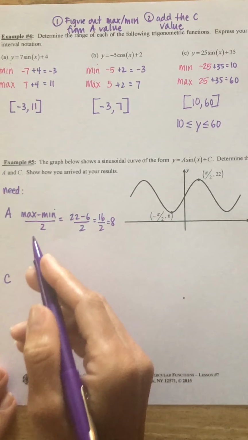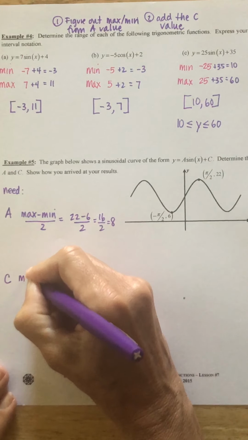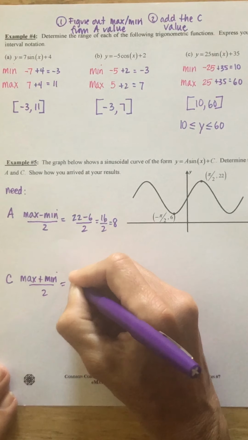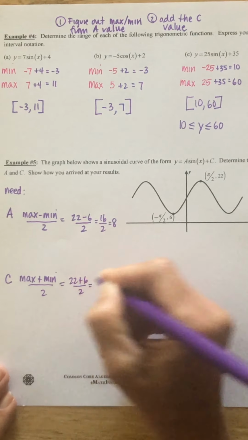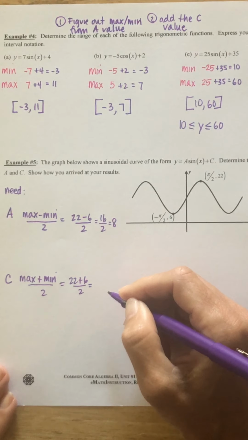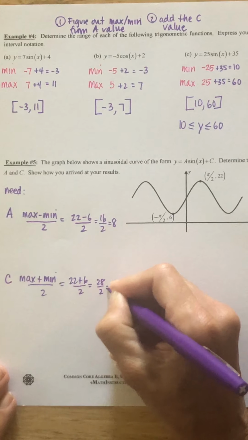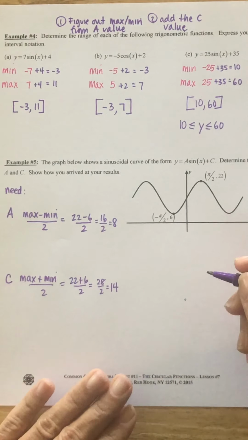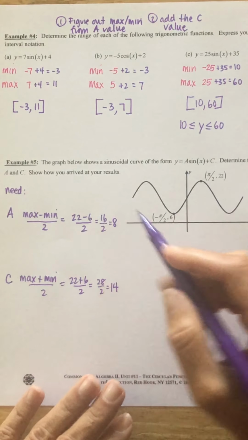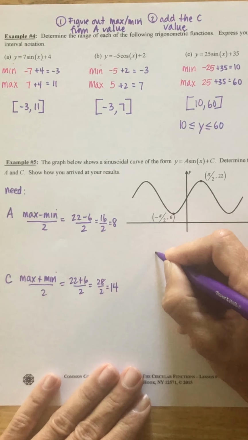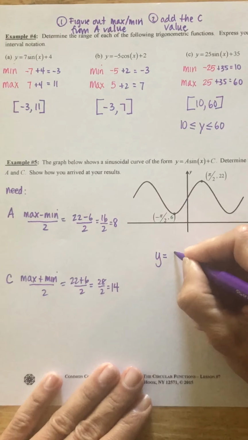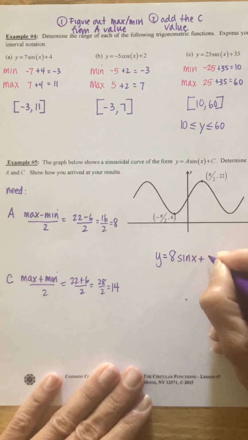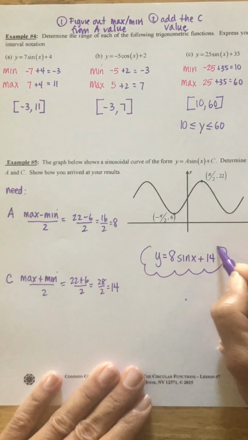All right, your C value, same formula, except instead of subtracting, you're going to add. So max plus the min over 2. 22 plus 6 over 2, that's 28 over 2. 28 over 2 is 14. All right, so now we have our A value, we have our C value, our equation. They actually just asked for the values of A and C, but we're going to pop it into an equation anyway. It's y equals your A value of 8, sine of x, plus your C value of 14. So that's the equation here.